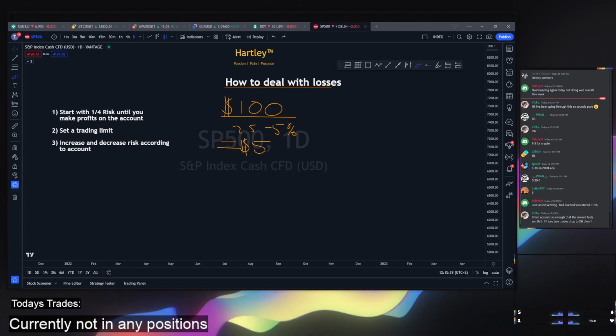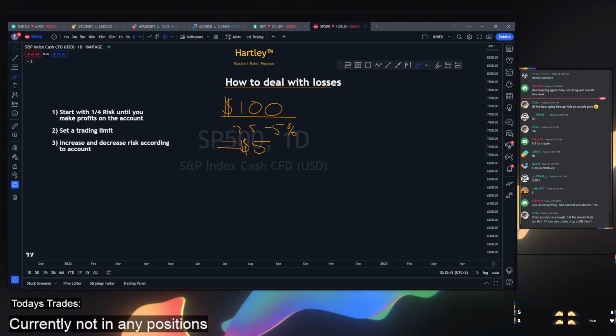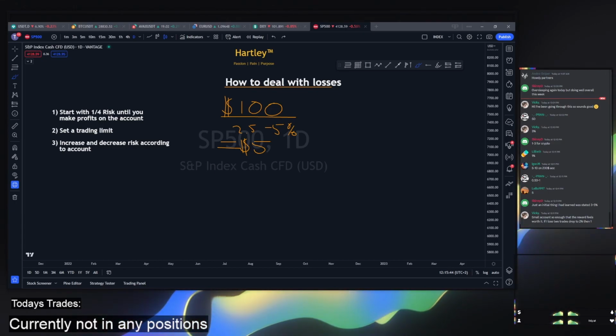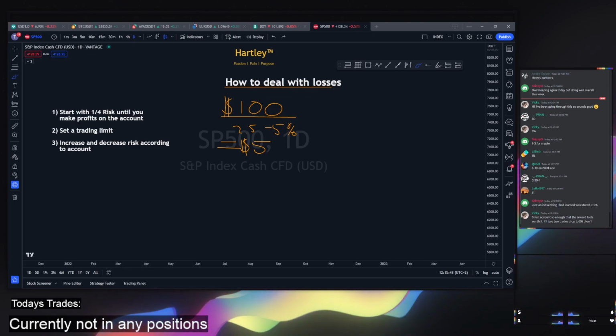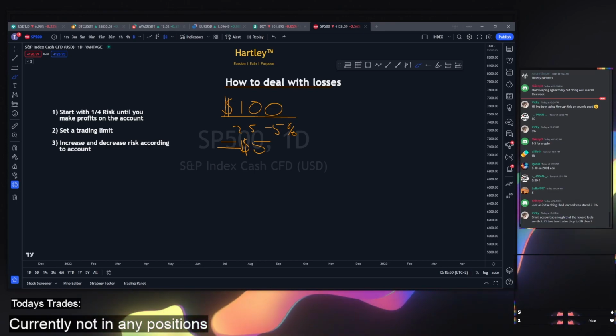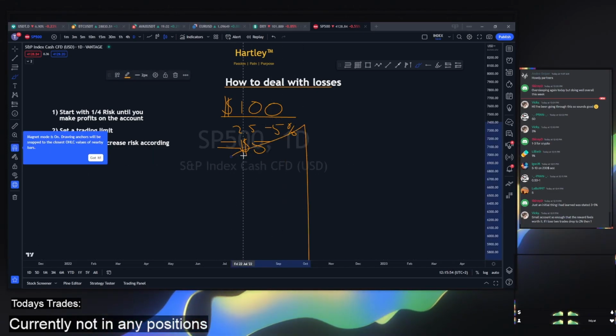Because a lot of the times people lose trades or they lose their accounts because they don't stick to the plan, right? So for example, let me use another example here.